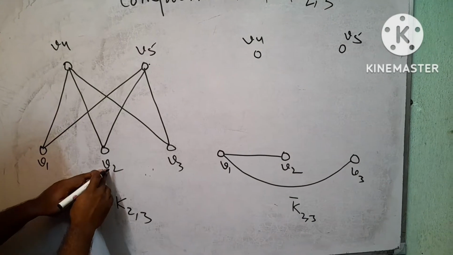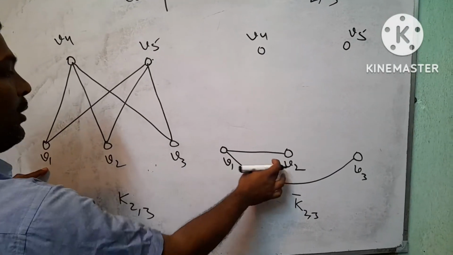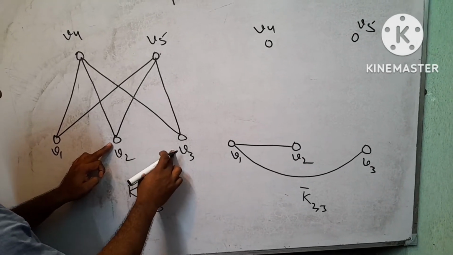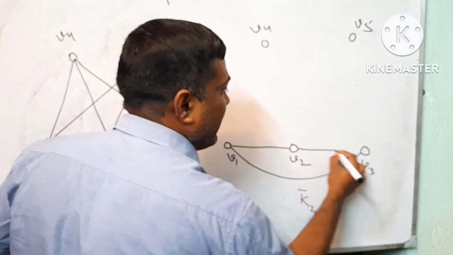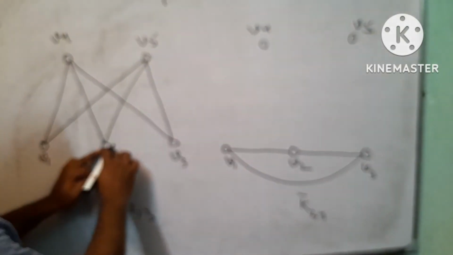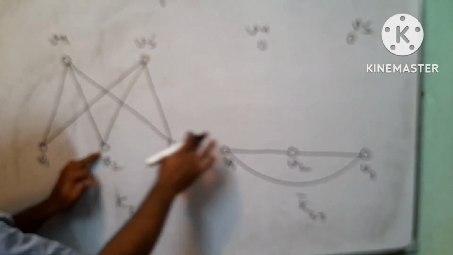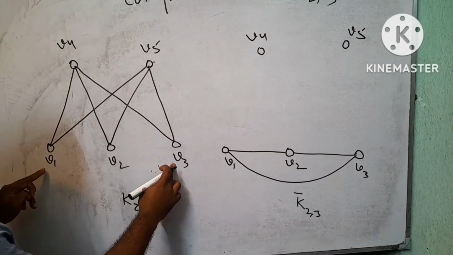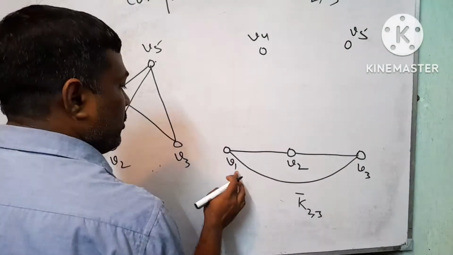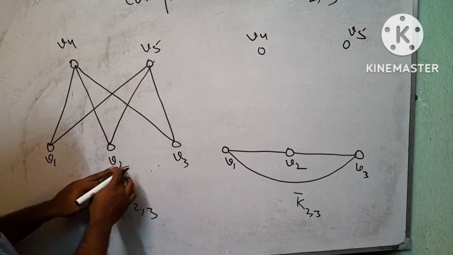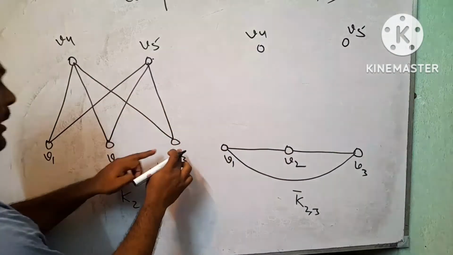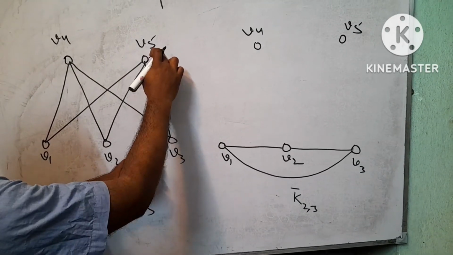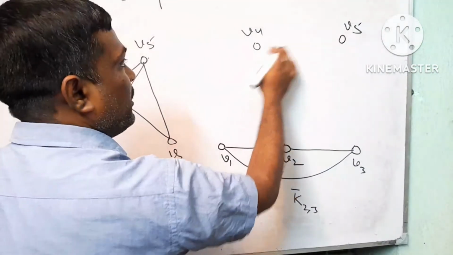Next, V2 is not adjacent to V1, so V2 is adjacent to V1 here. V2 is not adjacent to V3, so V2 is adjacent to V3 here. V2 is adjacent to V4, V5, so V2 is not adjacent to V4, V5 here. Next, V3 is not adjacent to V1, so V3 is adjacent to V1 here. V3 is not adjacent to V2, so V3 is adjacent to V2 here. V3 is adjacent to V4, V5, so V3 is not adjacent to V4, V5.